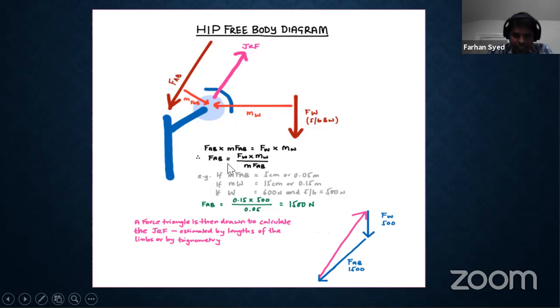In this equation, if you know 3 out of the 4 values, you can calculate your abductor force. So we know body weight is 5/6 of the body weight. We know the moment arm is 15 centimeter. We know the moment arm for the abductor force is 5 centimeter. Using that equation, we have reached the answer 1,500 newtons.